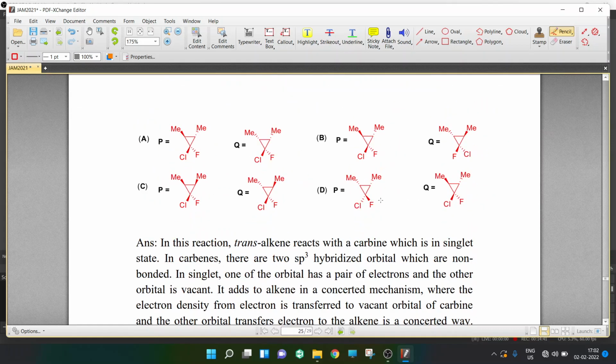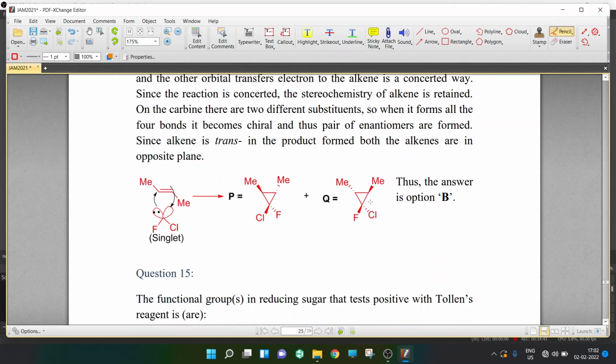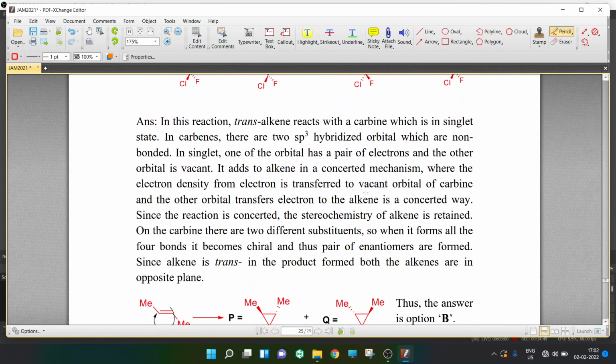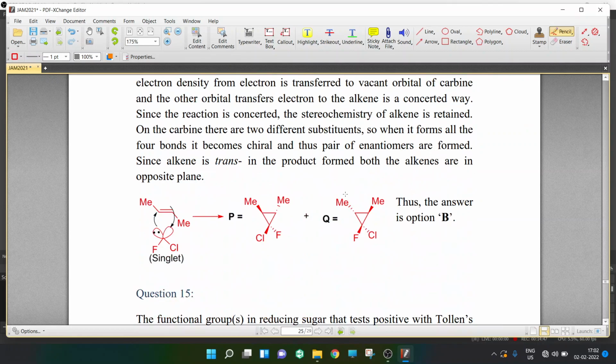So these are the choices, and we are not bothered about the side product or minor product. So basically you see here, this is a trans alkene. That means one hydrogen is here, another hydrogen is here. So when it reacts, these two Me groups cannot be in the same plane. So one Me is toward the viewer, another Me is away from the viewer. And then it will give you a pair of enantiomers. Why? Because this is a chiral center.